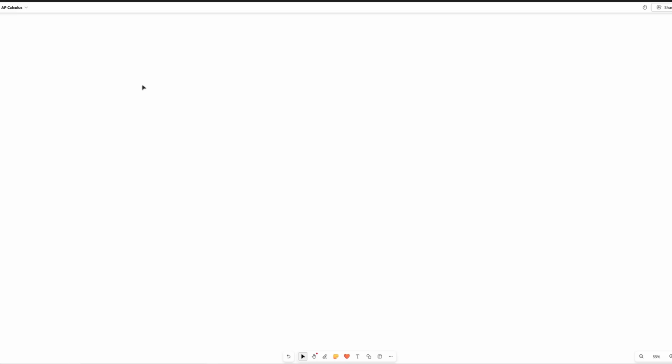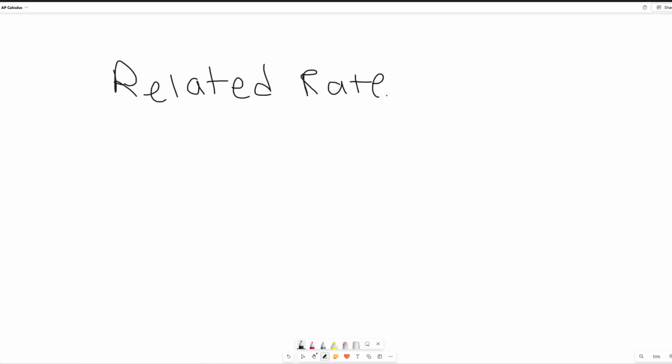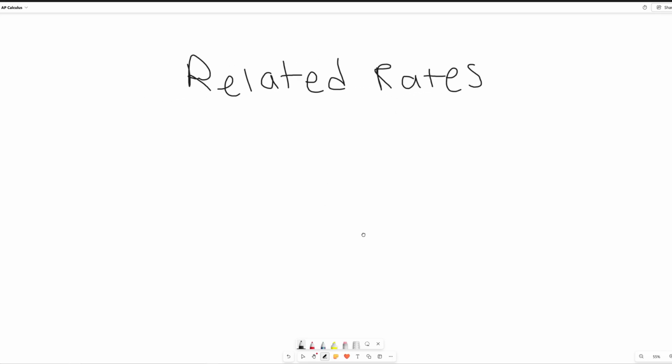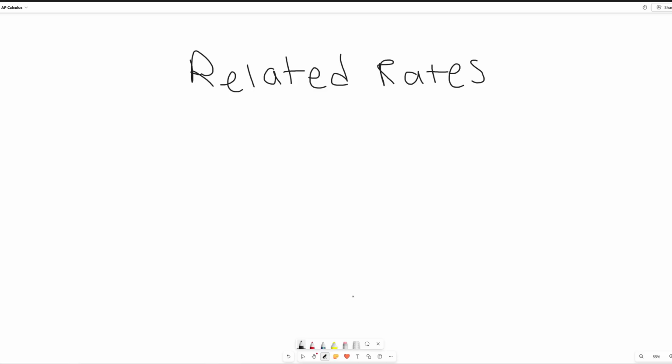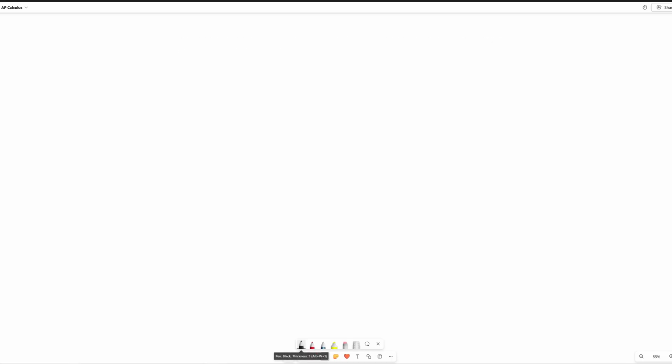Moving on from particle motion, we're going to talk about related rates and optimization, but related rates first. Now, this is one of the hardest topics in AB, and these questions usually take the longest. What a related rate is, is taking a function entirely with respect to time. So I'll give an example right now.